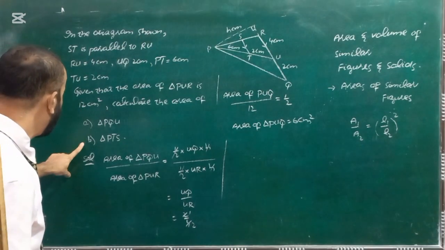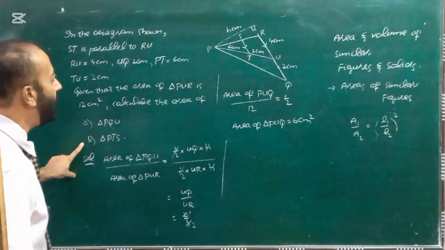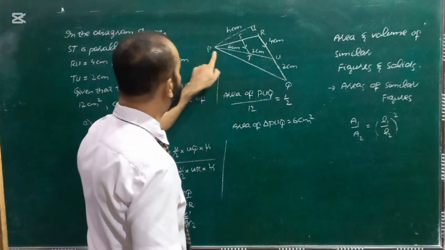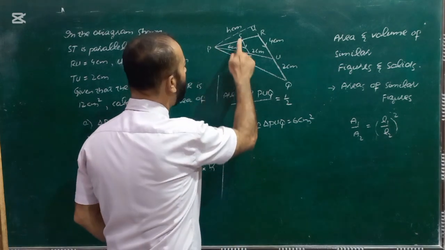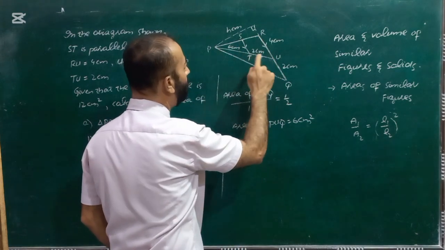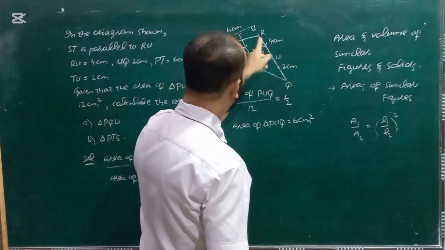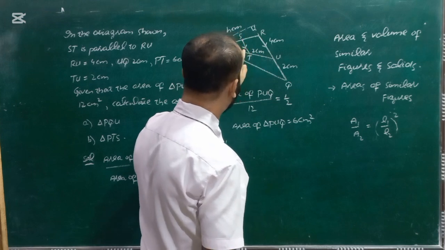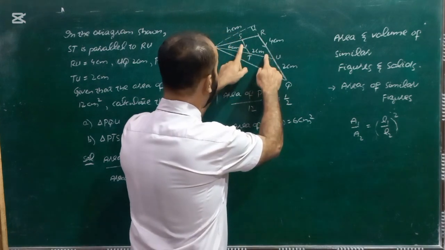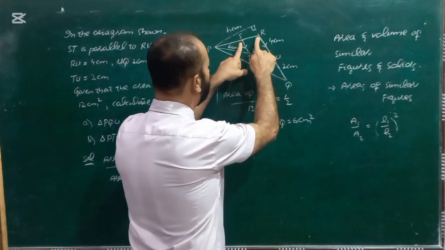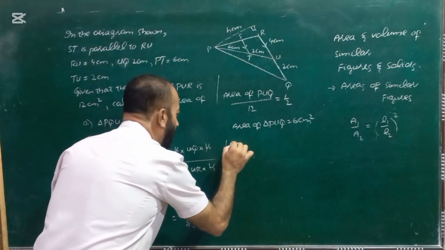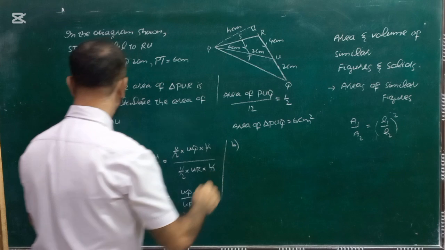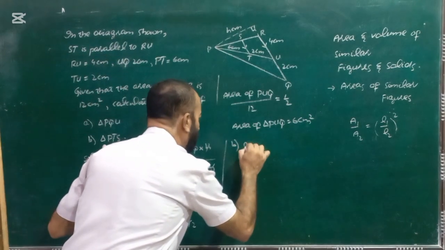The second thing required is PTS. Here is triangle PTS, and triangles PTS and PUR will be similar because of these parallel lines, because the corresponding angles, this and this, will be equal. Also this and this will be equal. So these are similar triangles. So in part B, the area of PTS is required.